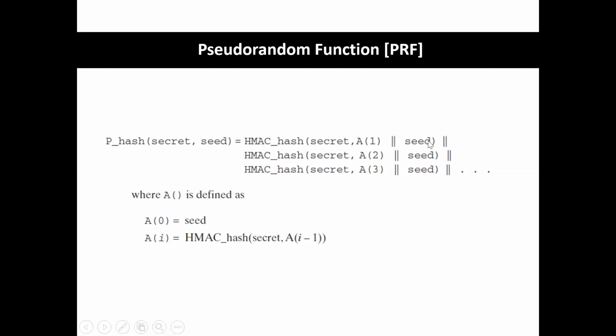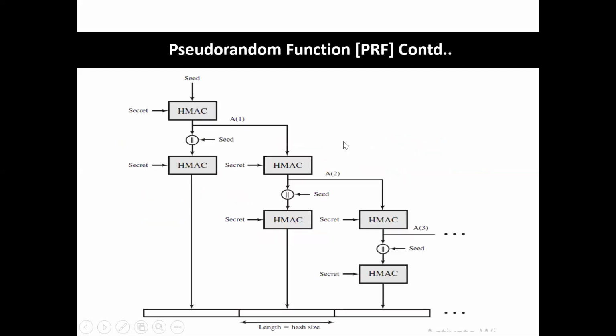If you want to generate a set of blocks, you can repeat the process. Then for the second step, A(1) is already generated from the previous step. Why did I take A(0) before? Because A(0) is the initial value. Now A(1) is already computed, so I take A(1) as input for the HMAC algorithm, and the other input is the secret value I pass to the HMAC algorithm. Then A(2) is generated.